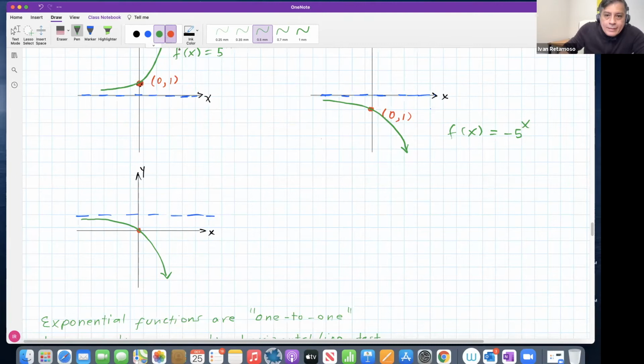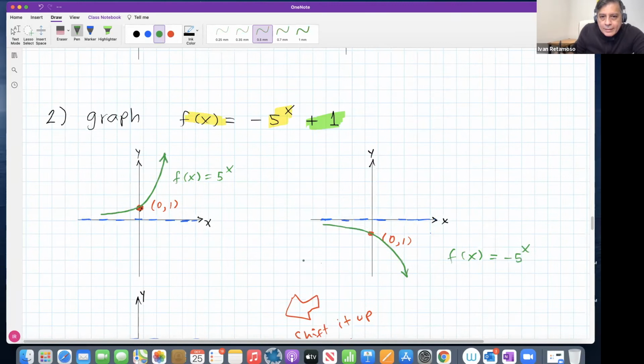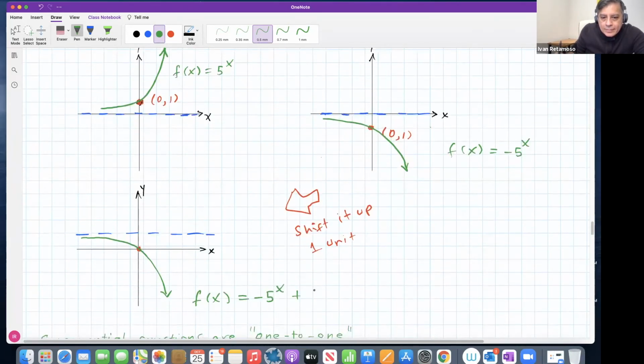What I did here, I just shifted it up 1 unit. That's what I did to go from here to here. And that's the final graph. This should be the graph of f of x equal minus 5 raised to x plus 1. Plus 1. That's it. Okay.